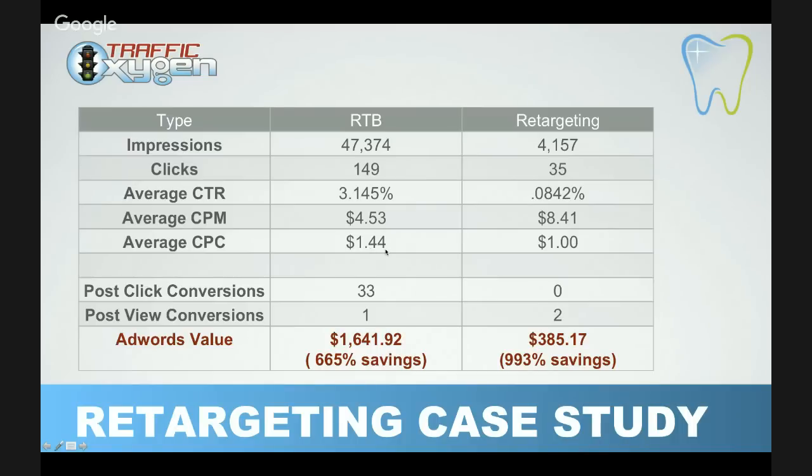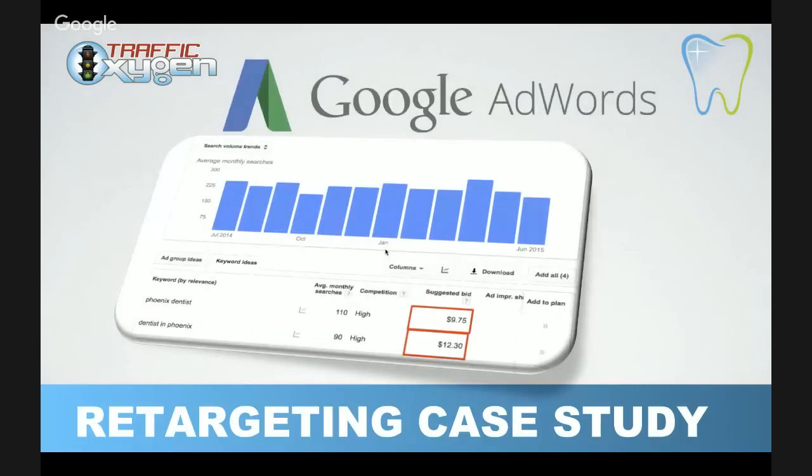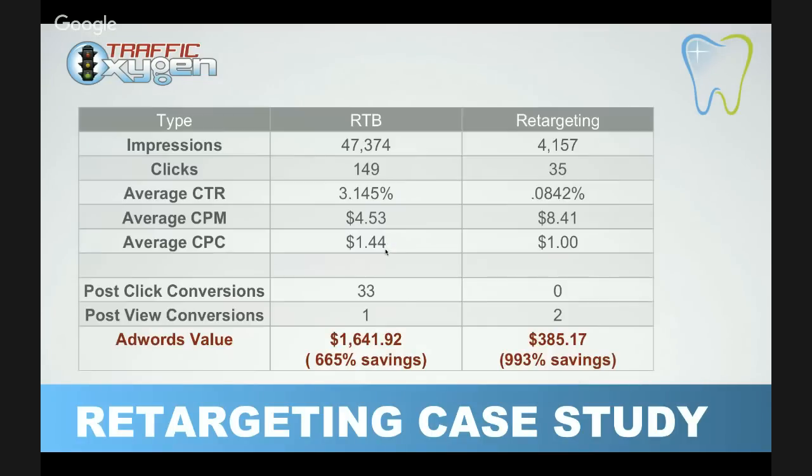So remember, let's focus on this for a second. You remember that the cost per click on the PPC was between $10 and $12, and our cost per click was $1. Well, $1.44, and then $1 to get them back. And so we had 33 post-click conversions, which means that 33 people came back after they saw the ad, and they converted, whether it was a form or whatever that was for this client. And post-view conversions, which was 1 and 2.